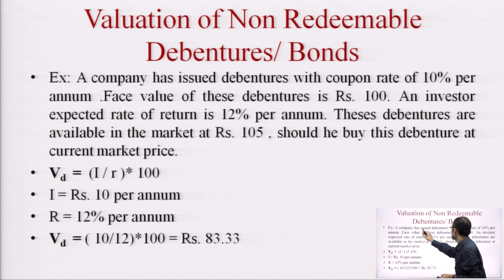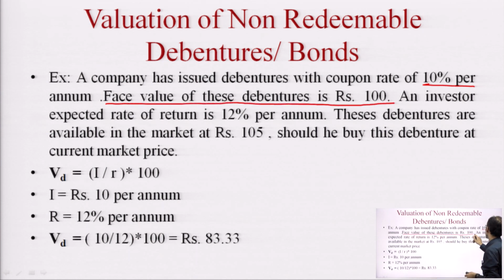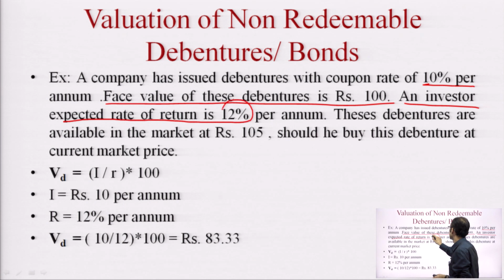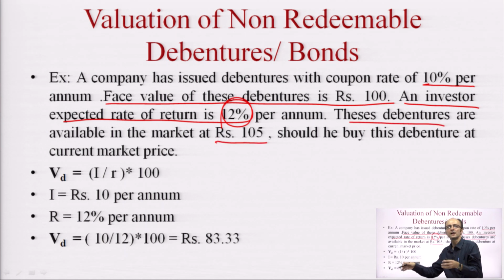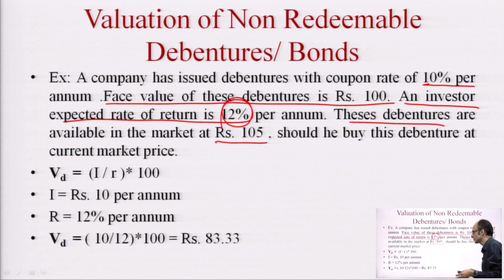A company has issued a debenture with a coupon rate of 10% per annum. The face value of the debenture is 100, and the investor's expected rate of return is 12%. Now the discount rate, the expected return, is 12% per annum. These debentures are available in the market at 105, the current market price prevailing in the secondary market right now. Now the question is whether he should buy it or not.